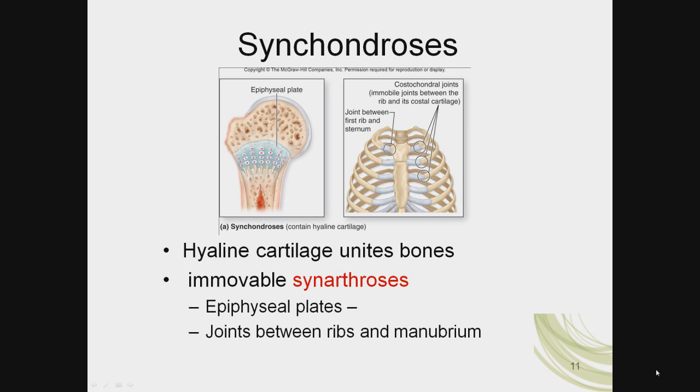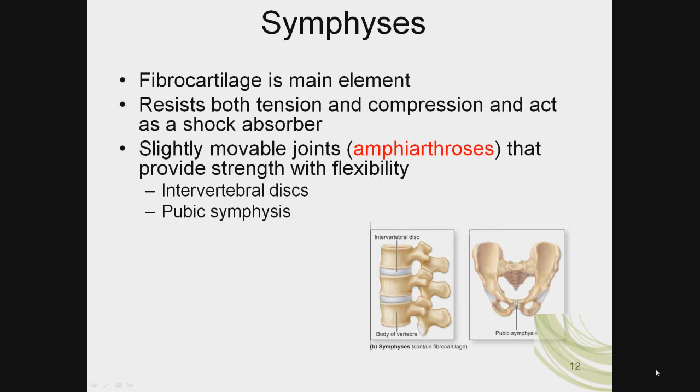A final example of synchondroses are the costochondral joints. These are the joints between each bony rib and its respective costal cartilage. The costochondral joints are different from the articulation between the sternum and the costal cartilage of ribs 2 through 7, which is a synovial joint, not a synchondrosis.